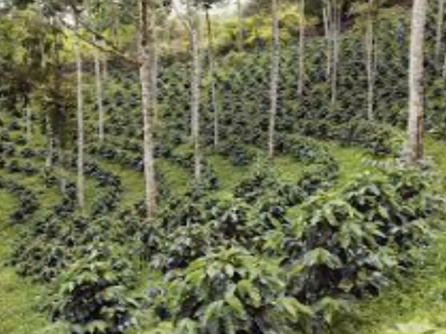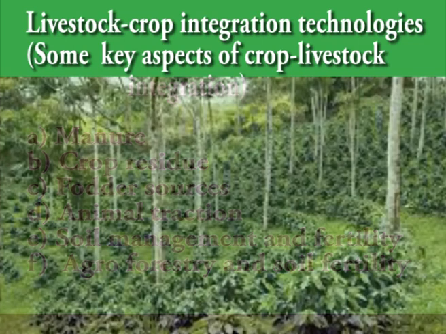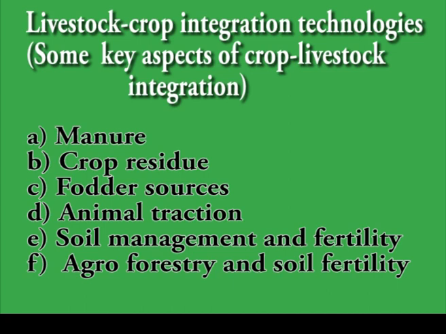Agroforestry and soil fertility are also another key aspect of crop livestock integration. The agroforestry benefits that occur are favorable microclimate, enhanced biodiversity, providing windbreak, improved soil fertility, diversification of production, and reduced nutrient runoff and soil erosion.